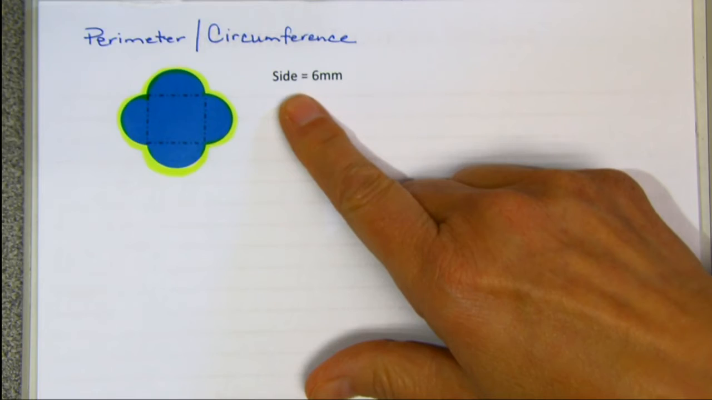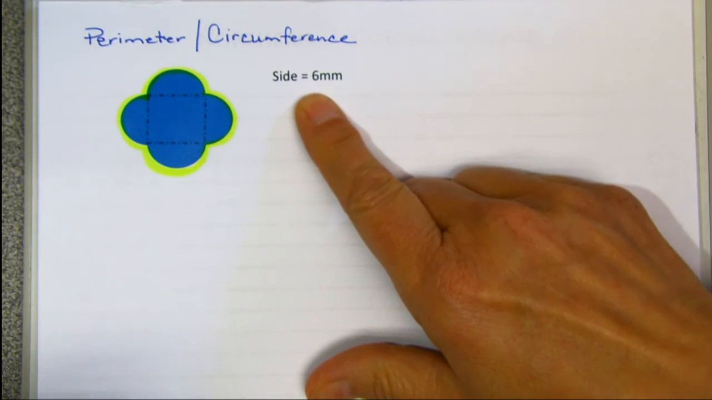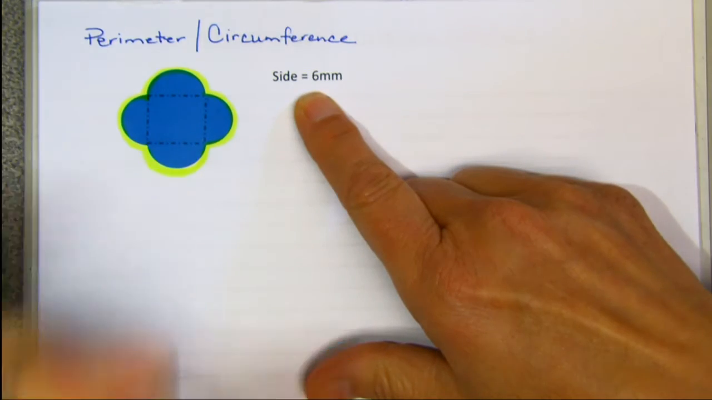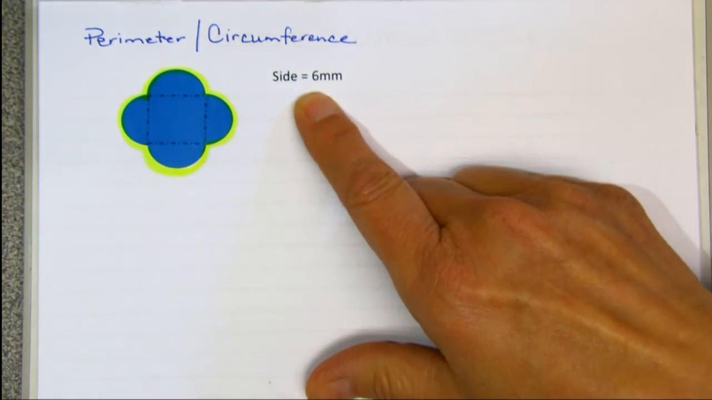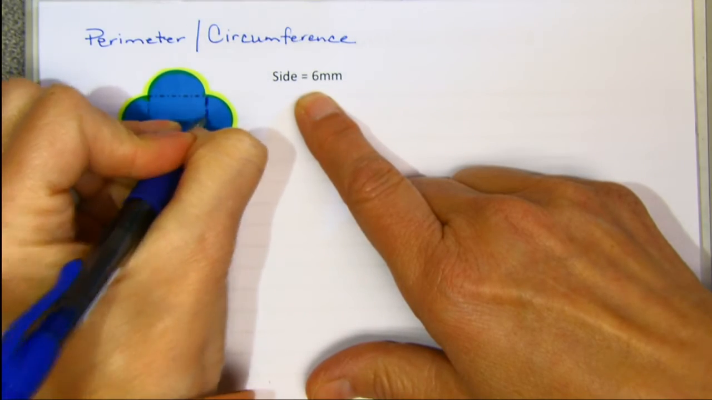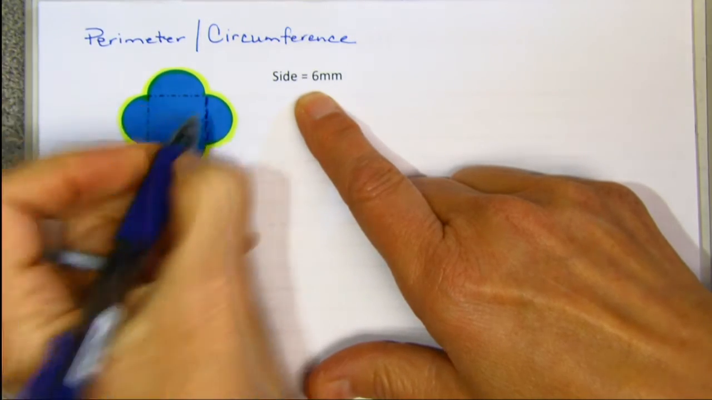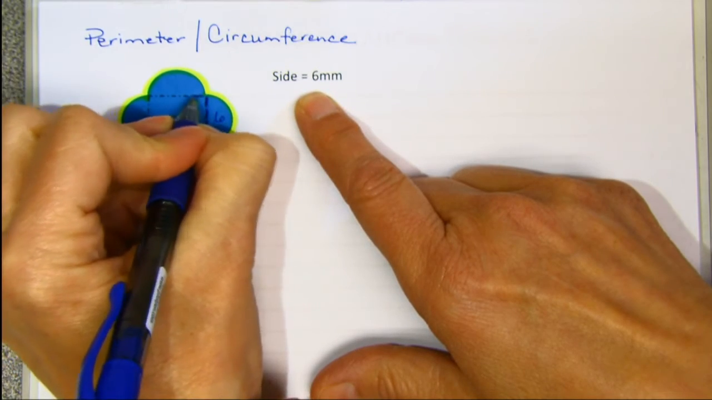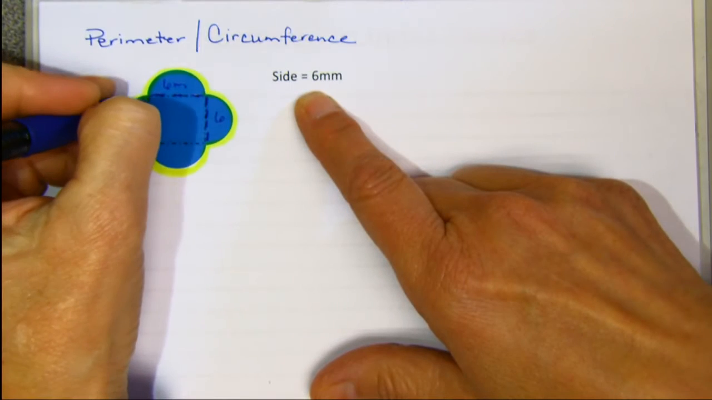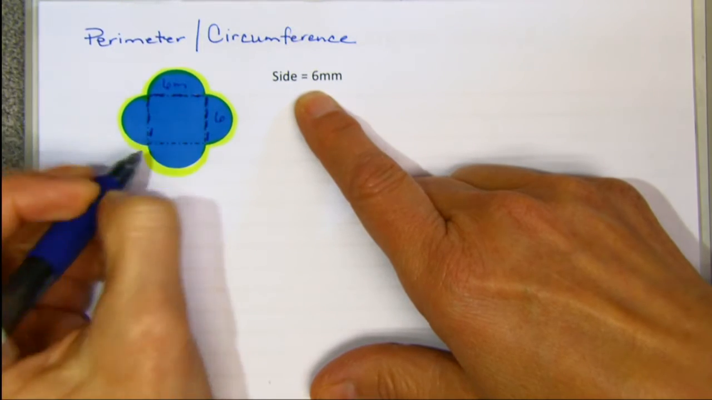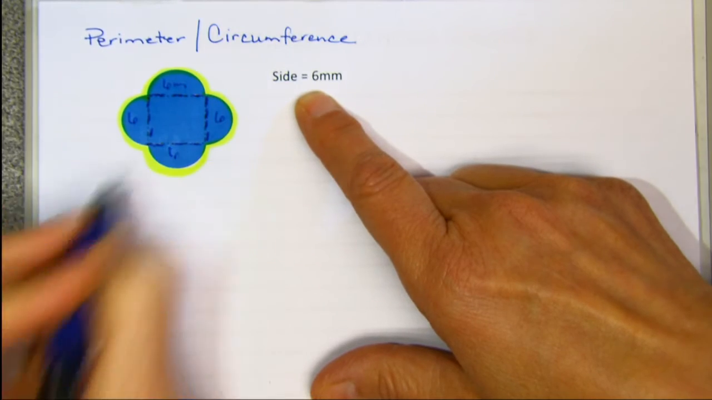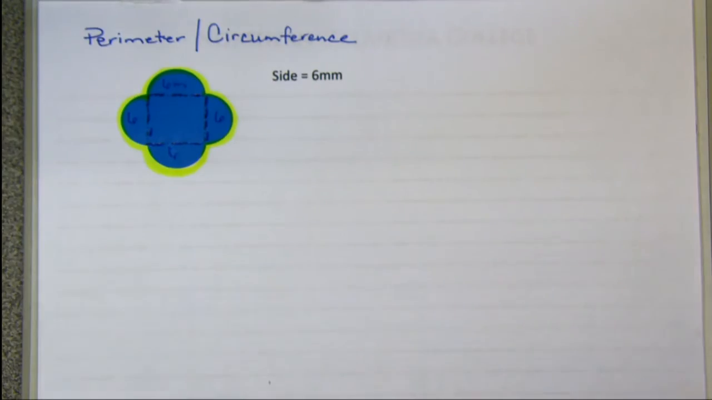Now, it tells me the sides are 6 millimeters. What that's talking about is, whoops, see if my pen works. Whoops, that pen's not working. All right, so it's telling me that this side right here is 6 millimeters, which means this side is 6 millimeters. So if you'll notice, we in essence have a square in the middle. Okay? Sorry you can't see that very well.